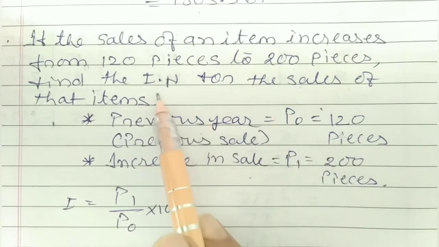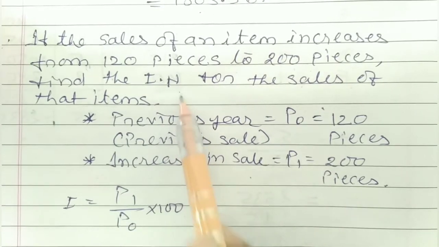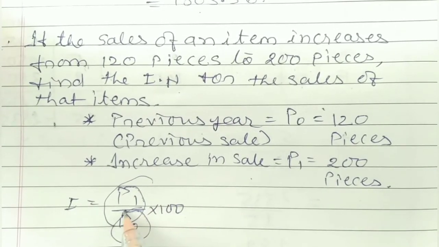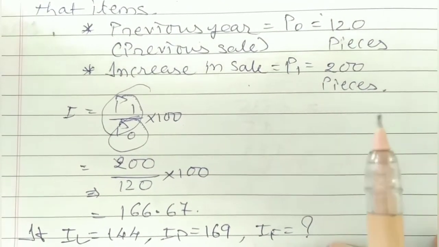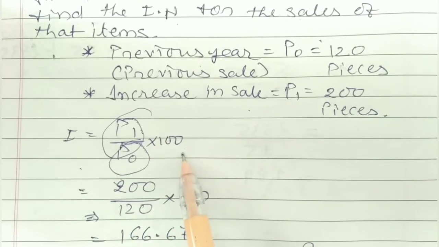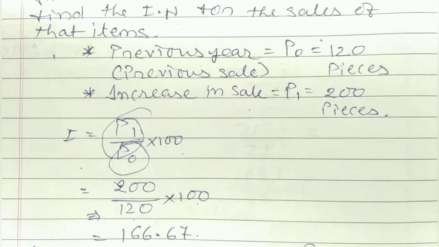You are about to find the index number, that is P1 upon P0 into 100. P1 means current year's information. P0 means base year's information or previous year's information. Just place your figures in the formula. I is equal to P1 upon P0 into 100, 200 divided by 120 into 100. The answer would be 166.67.